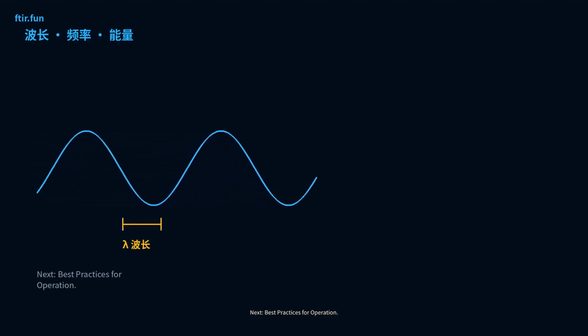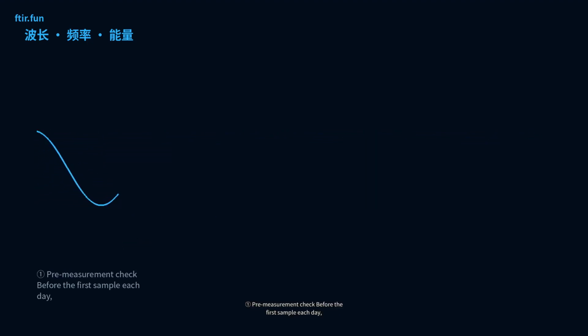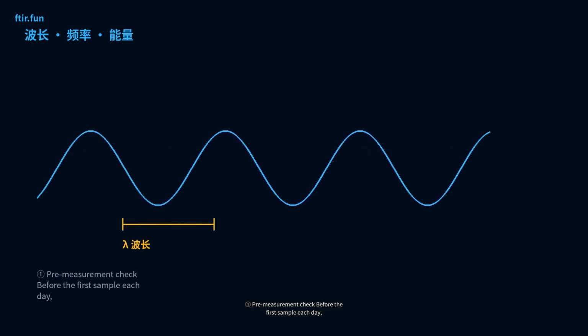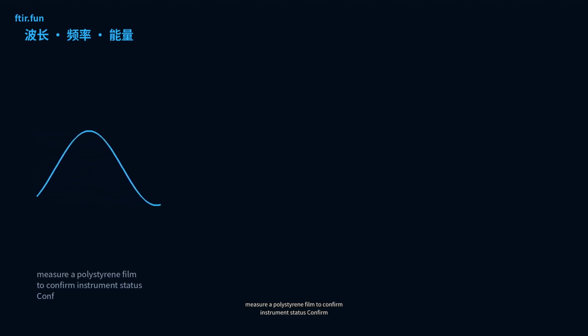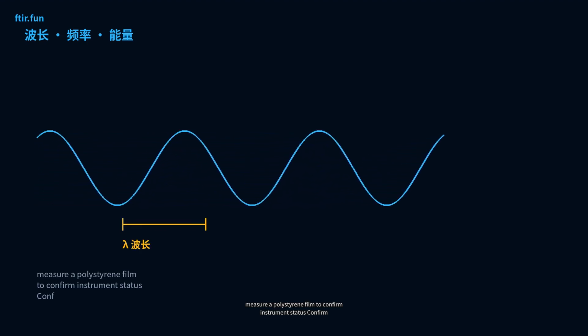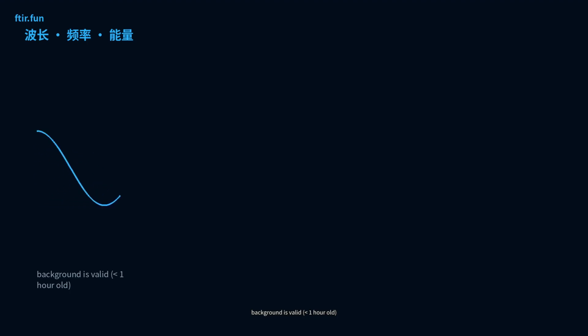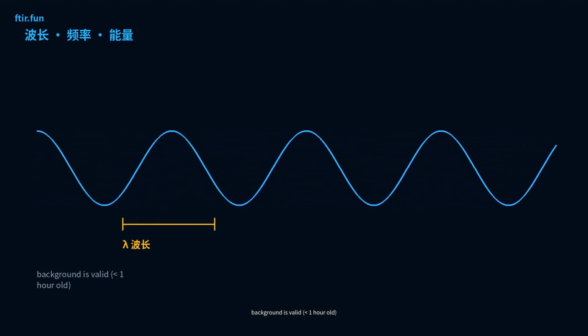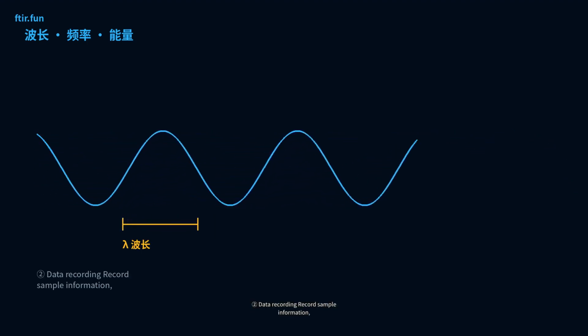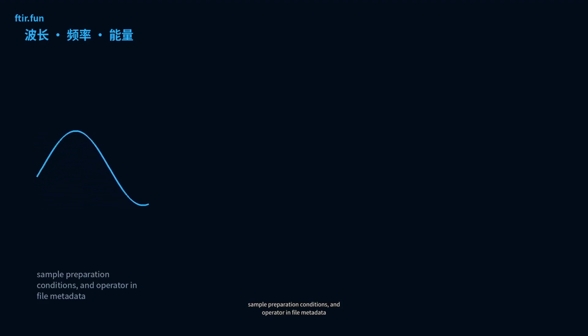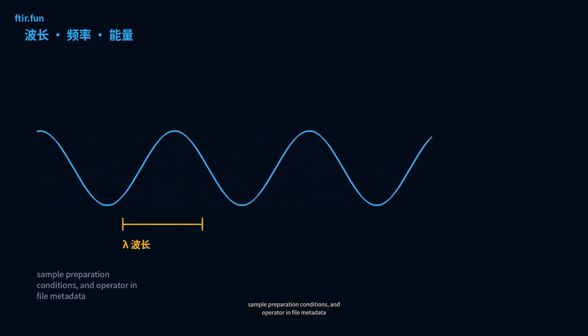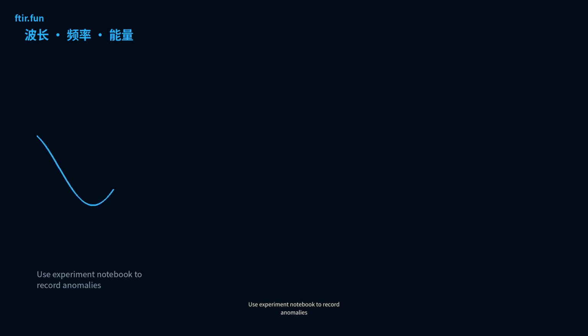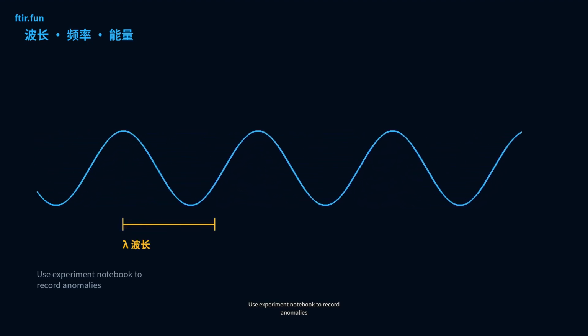Next, best practices for operation. Calibration check: before the first sample each day, measure a polystyrene film to confirm instrument status. Confirm the background is valid, less than 1 hour old. Data recording: record sample information, sample preparation, conditions, and operator in the file metadata. Use an experiment notebook to record anomalies.